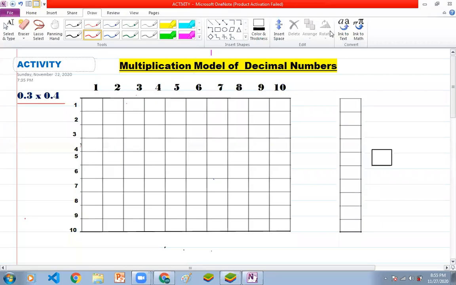Hello students, today we are learning how to multiply decimal numbers on graph paper. Here we have a multiplication model in which we will learn how to multiply a decimal number by a decimal number. The question is to represent the answer of the multiplication on a graph, and the decimal numbers are 0.3 and 0.4. I need to represent the multiplication of 0.3 and 0.4 on the graph paper, and from the graph we will get the result of 0.3 times 0.4.